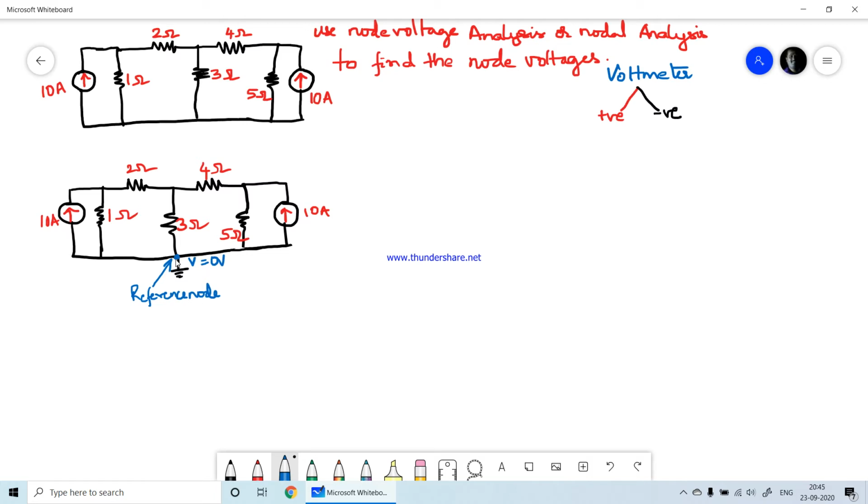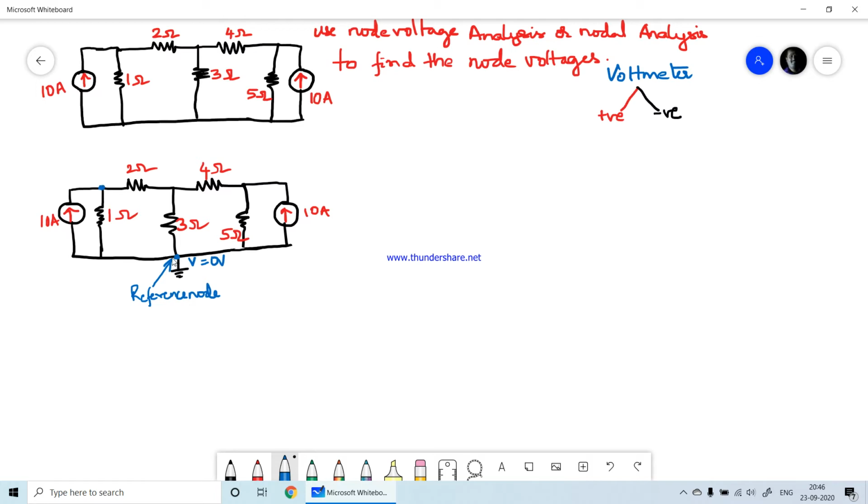Now keeping this reference node, we will measure the voltage across the network, where negative will be connected to the reference node, whereas positive will be connected to the place where we are measuring the voltage in the network. So by keeping the negative wire here, we will keep the positive wire here.